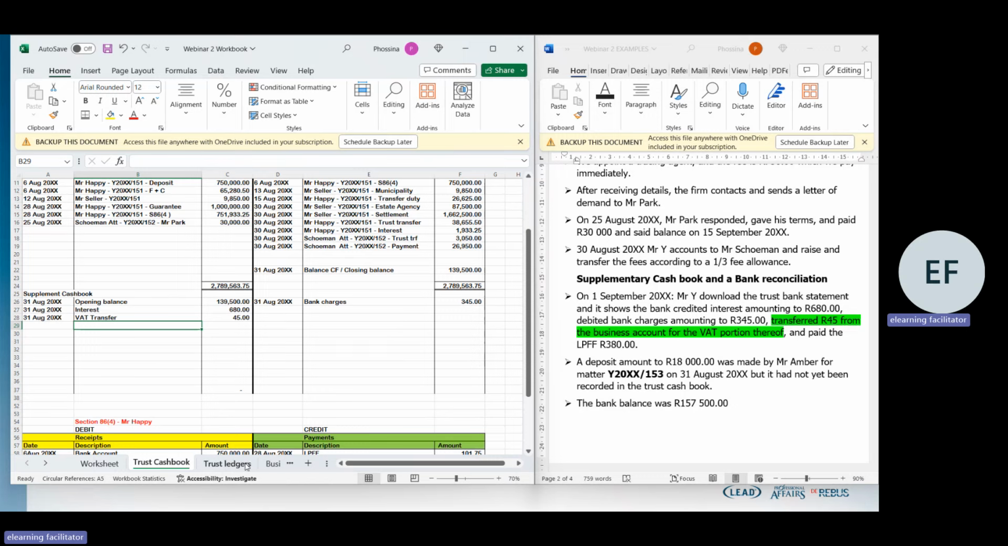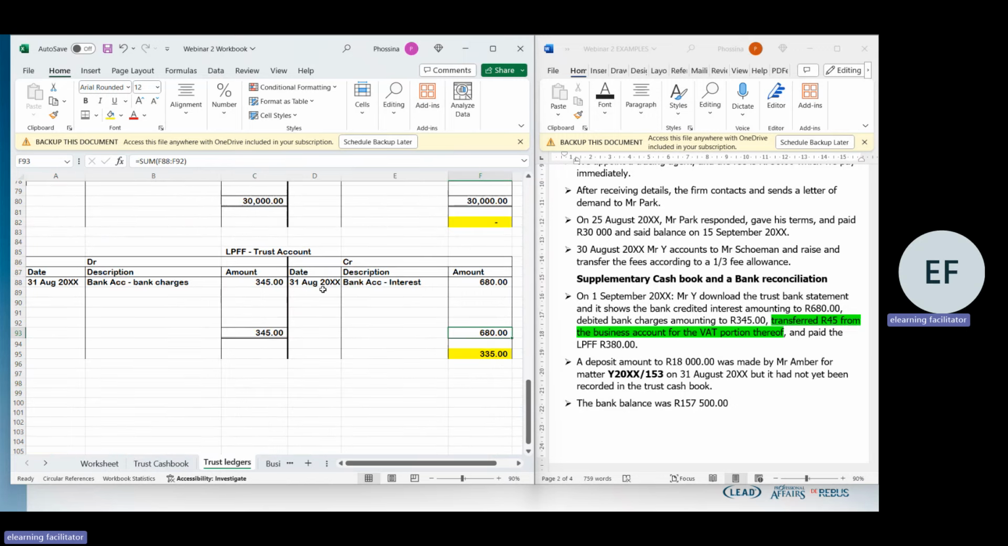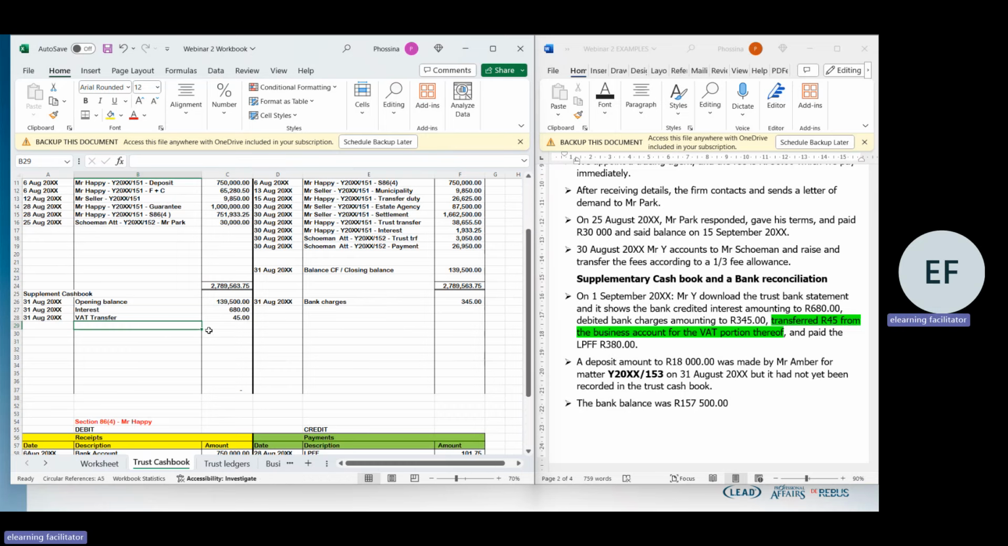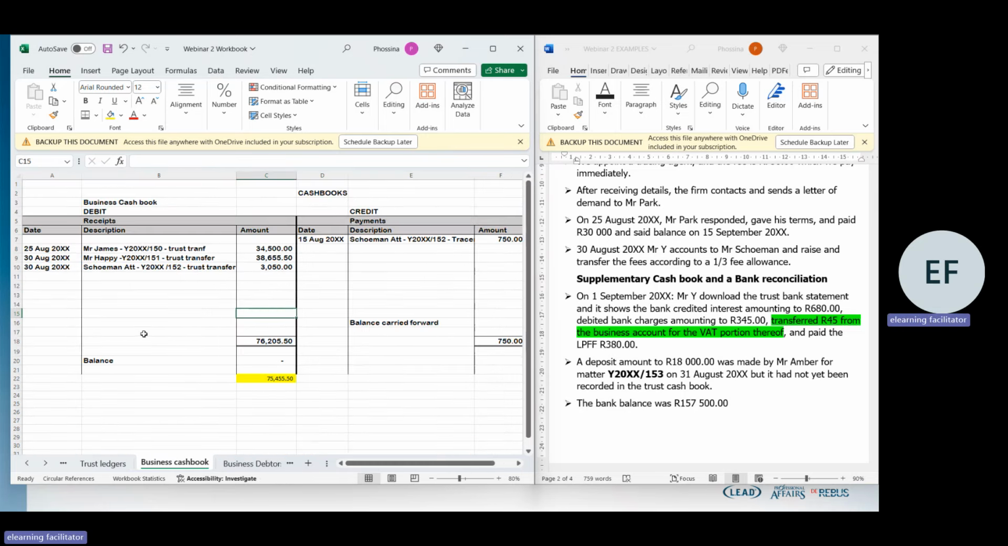So let's finish on the trust ledgers. We are receiving, and this is the VAT recovery. So it's more of a recovery from the business account. How much? 45 rand. Okay? So this double entry is finished. Credit received, but note, it affects the business account.